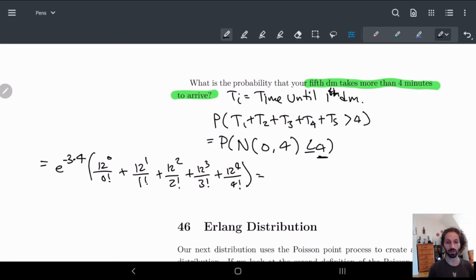And if you plug this into a calculator, we end up getting e to the minus 12 times 1,237, which is roughly 0.0076. So you have a 0.76% chance that your 5th DM will come after 4 minutes.